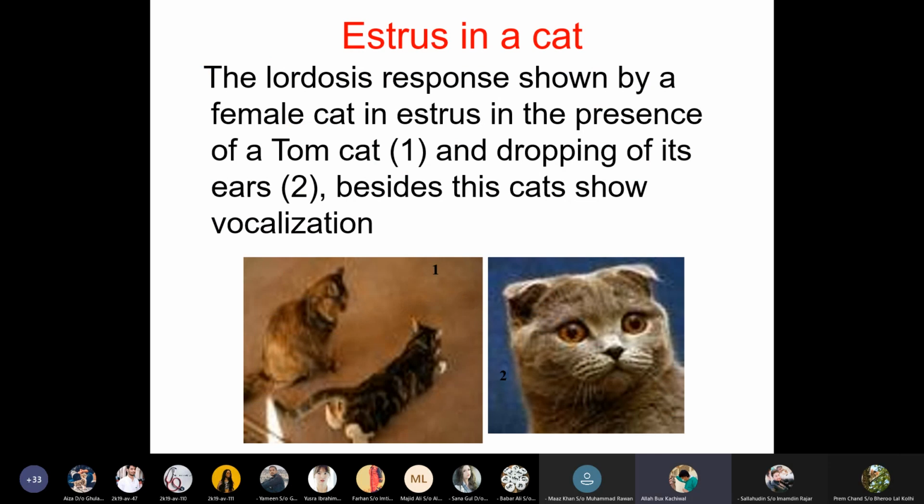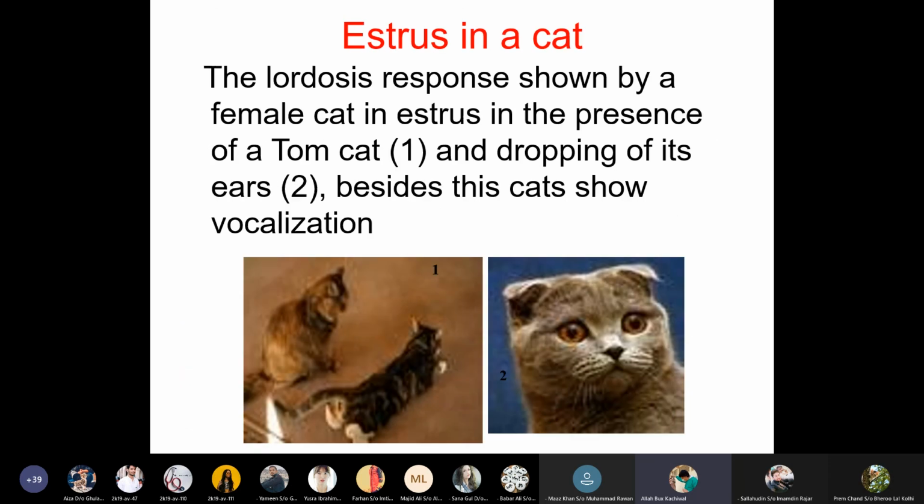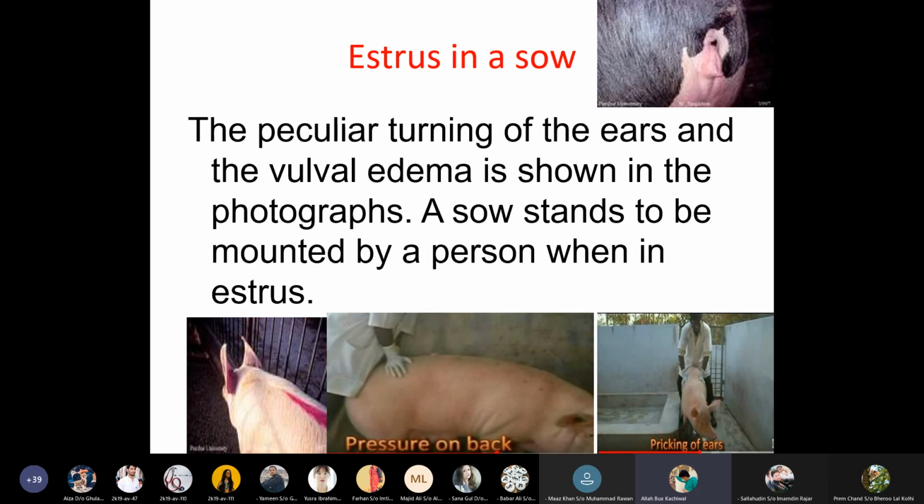Estrus in the cat: the lordosis response is shown by a female cat in estrus in the presence of a tom cat, with dropping of its ears. Besides this, the cat shows vocalization. The peculiar turning of the ears and vulval edema are shown in the photographs, and she stands to be mounted.